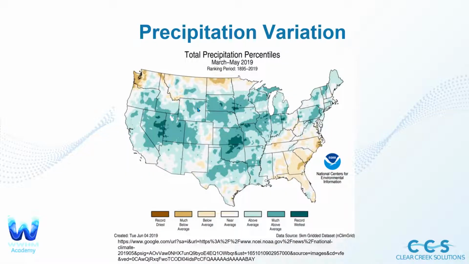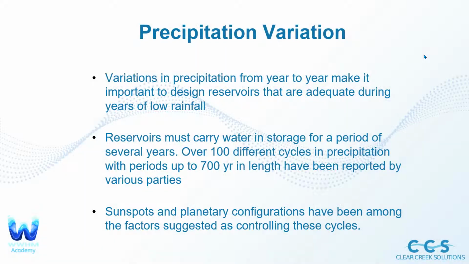Here's another interesting graphic here. We can see that through time, in different months, the total precipitation percentiles can change drastically. So we can see during some months that these areas are actually getting below average precipitation. Some areas are getting more precipitation. So the timing of that, as stated before, is also going to be really critical when it comes to precipitation. So variations in precipitation from year to year make it important to design our reservoirs or detention facilities, whatever we're using, that are adequate during years of low rainfall.